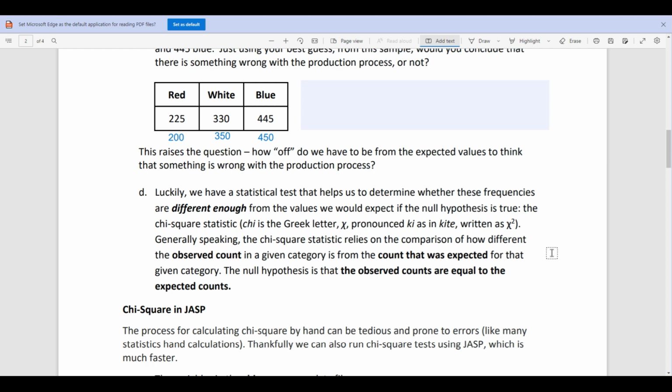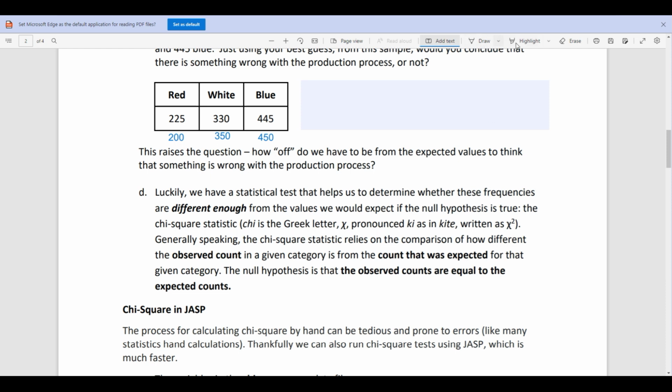Chi is the Greek letter, and it looks like a fancy X, and it's pronounced chi as in kite, and written looking like x squared. So chi-squared. Generally speaking, the chi-square statistic relies on the comparison of how different the observed count in a given category is from the count that was expected for that given category. The null hypothesis is that the observed counts are equal to the expected counts.